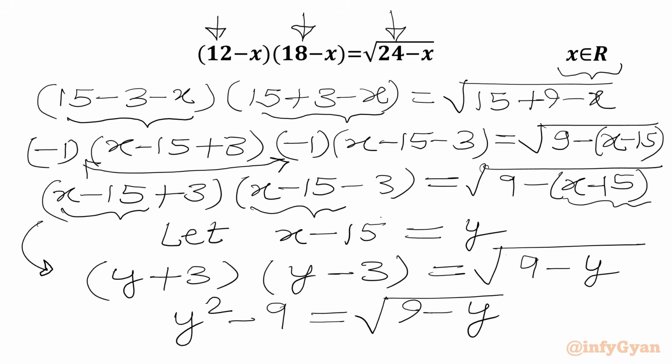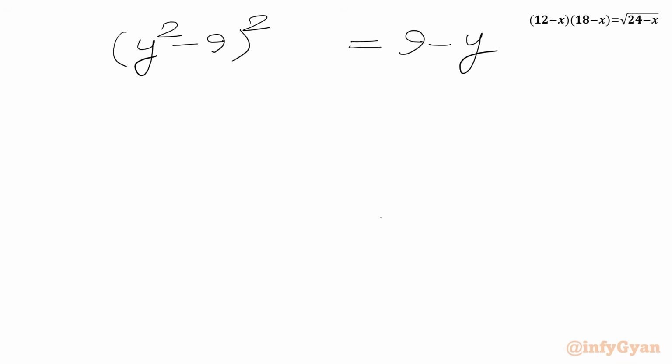Now we have a square root in RHS. So we will consider squaring both sides. Power 2, power 2. Now we can cancel a square root with a square in RHS. So we have y square minus 9 whole square equal to 9 minus y. Let's write y square minus 9 whole square equal to 9 minus y. Now we'll be subtracting y square from both the sides. Minus y square, minus y square.